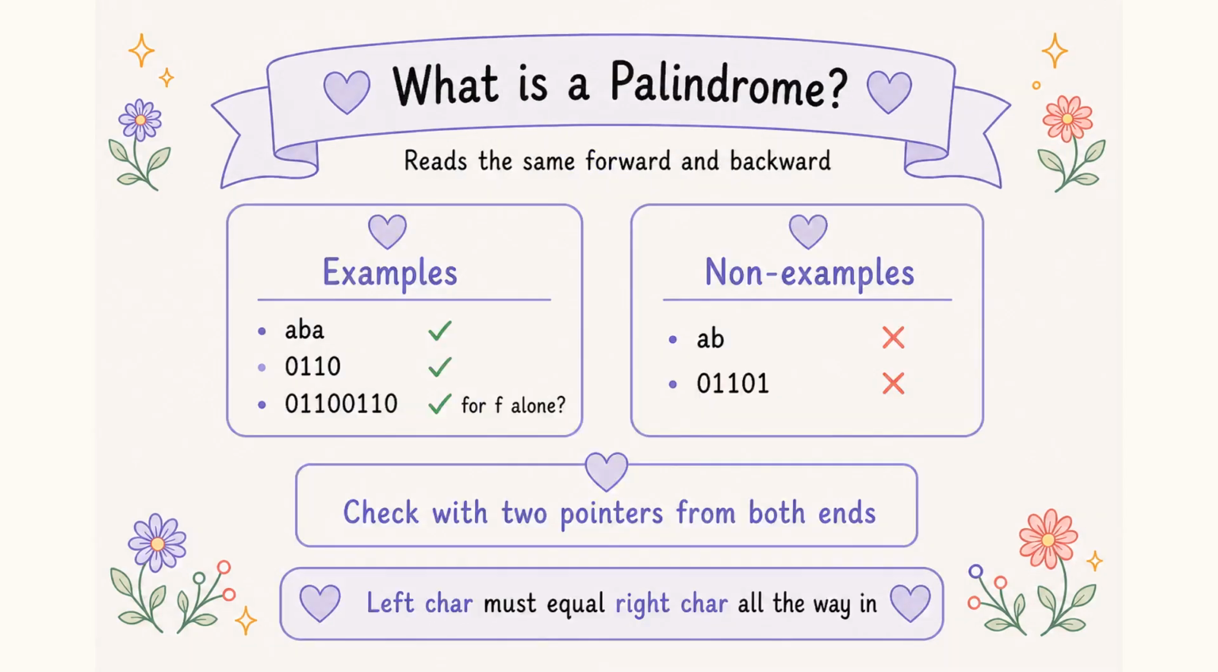What is a palindrome? A string that reads the same forward and backward. Examples, A, B, A, or 0110. Non-examples, A, B, or 01101. To check, use 2 pointers from both ends. Left must equal right all the way inward.